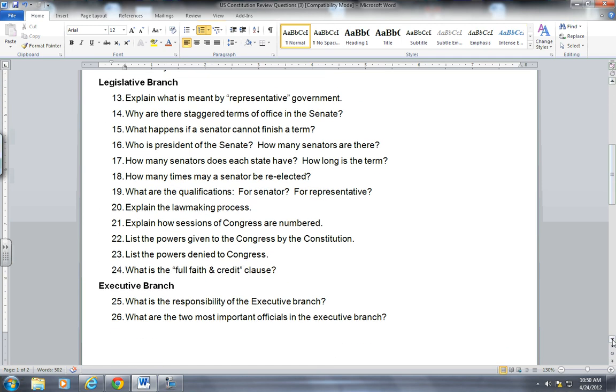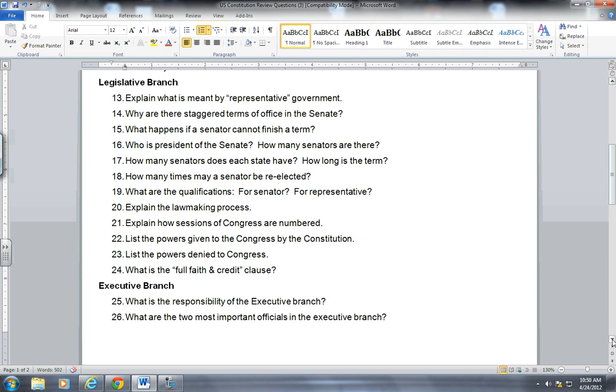Question number 13, what is meant by representative government? The people elect representatives to go to government to convey our feelings, thoughts, concerns. That is, by definition, what a republic is. The United States is a republic. We choose and elect representatives to go to our government on our behalf.